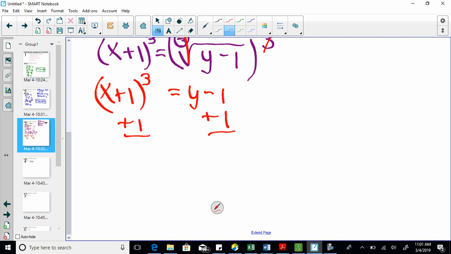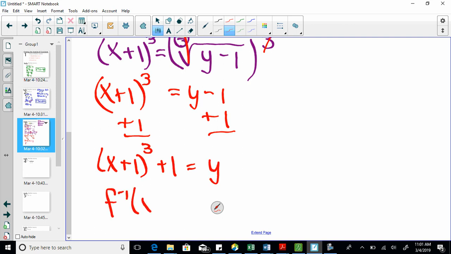So our answer is going to be x plus 1 cubed and then plus 1, which we know we write as f raised to negative 1 of x equals x plus 1 cubed, and then plus 1.